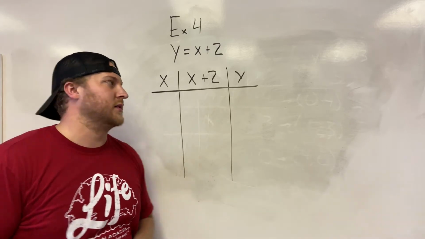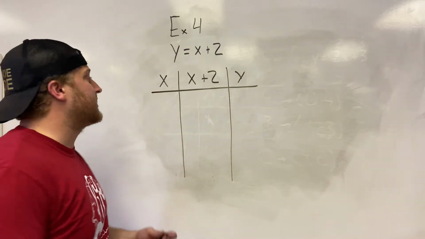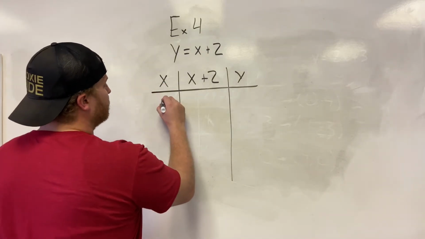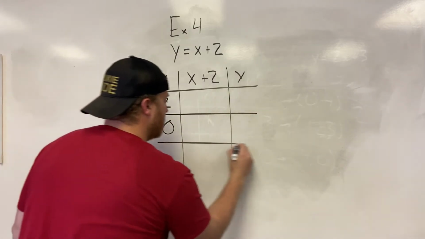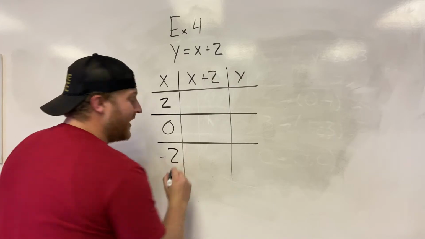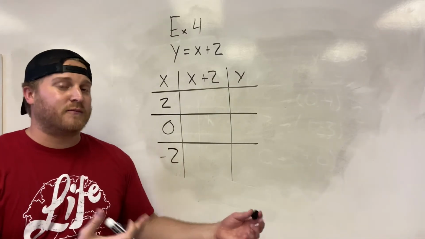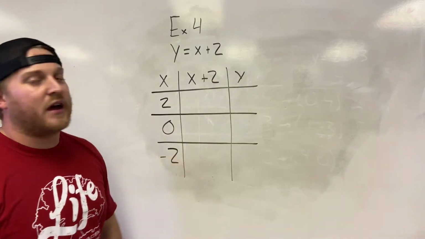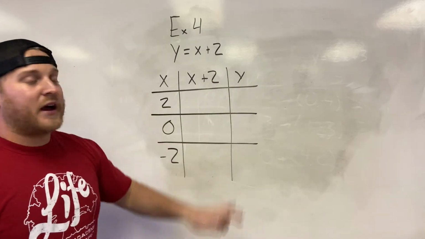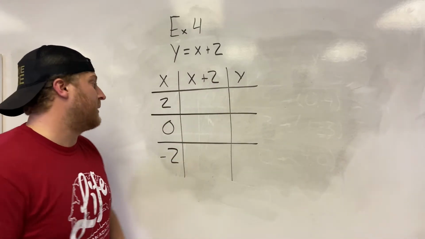Don't get too crazy. So for my x coordinates, I'm going to use 2, I'm going to use 0, and I'm going to use negative 2. I don't know which ones the book used, but these seem like good numbers because of that 2 right there. Now that I've done this, I'm just going to fill out the rest of my table.